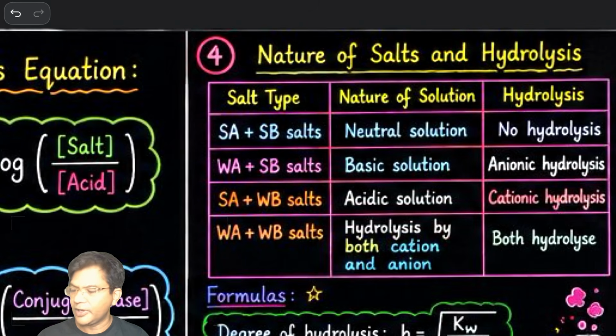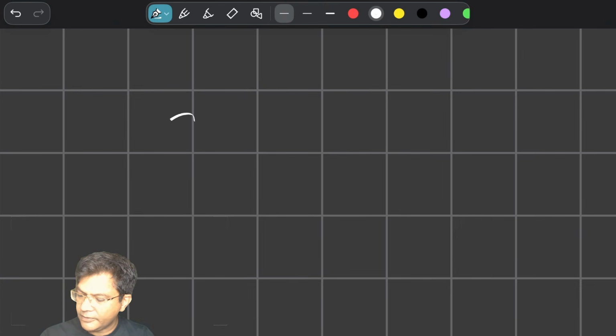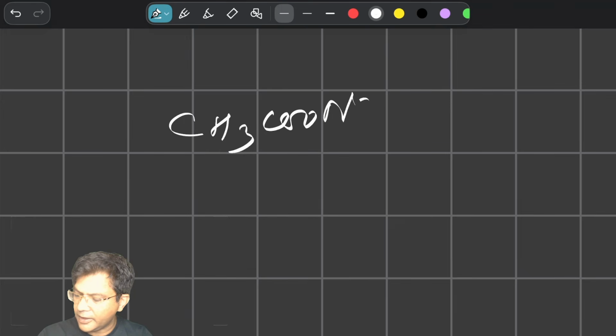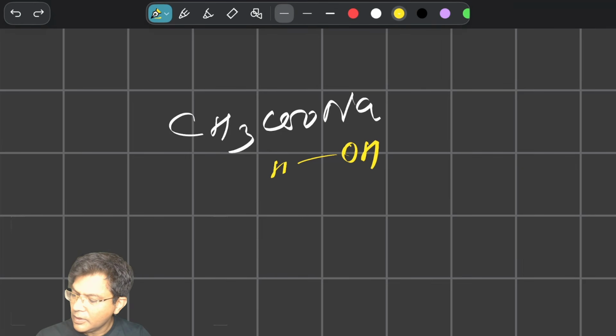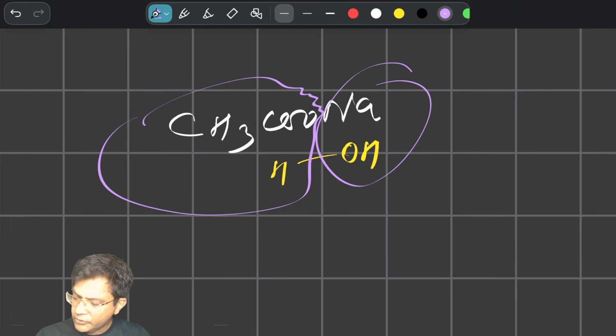You got it? No sir, I haven't got it. Okay, wait. Let me write it down. Suppose you are having a salt of weak acid and strong base, CH3COONa, and you added water, so OH negative and H plus, it will form acetic acid and NaOH.